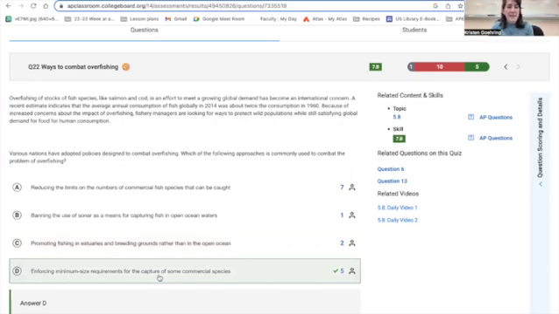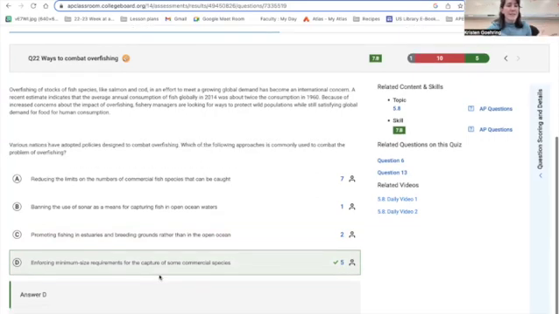And then this is kind of that same idea that I was just explaining in C, enforcing minimum size requirements for the capture of commercial species. You want to make sure that you have a specific size that you're collecting. You want to make sure that you are not collecting ones that can breed. You want to make sure you're not collecting the really young ones before they've had a chance to breed. So there are specific size limitations in order to help maintain the reproductive ability of this population. Those are where the minimum size requirements come in.